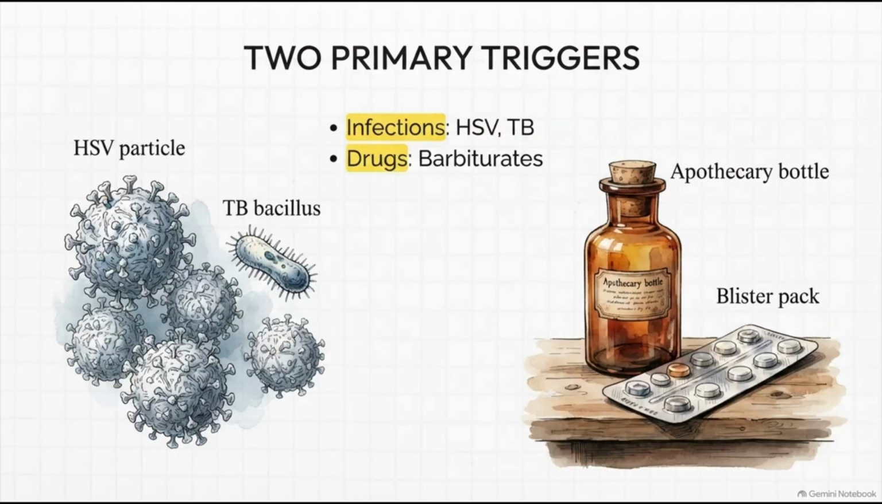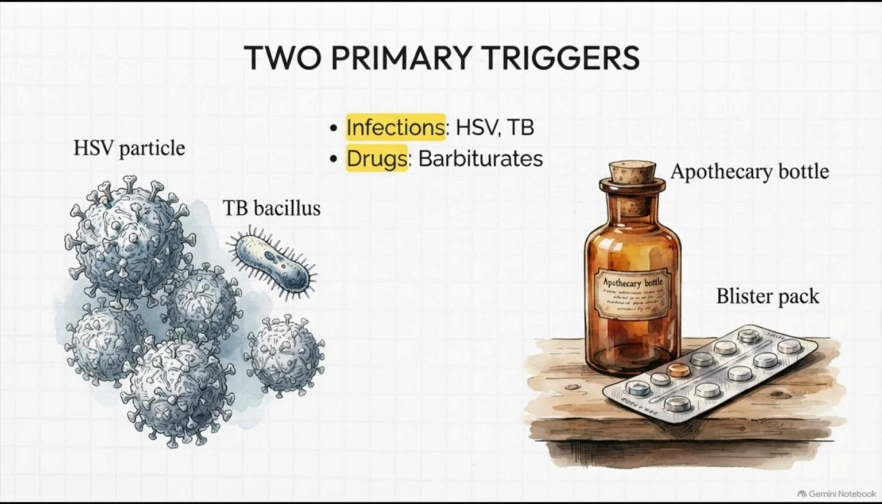Now, what's really fascinating here is the dichotomy of the triggers. In about half of all EM cases, we can actually track down a precipitating factor. And they almost always fall into one of two camps: infections or drugs. The absolute heavyweight champion of infectious triggers is the herpes simplex virus, types 1 and 2. Get this. In recurrent idiopathic forms of EM, HSV DNA can be detected in a staggering 50% of cases.